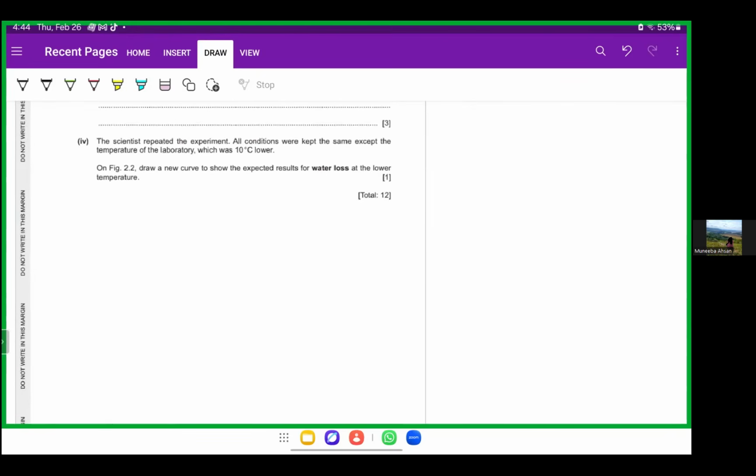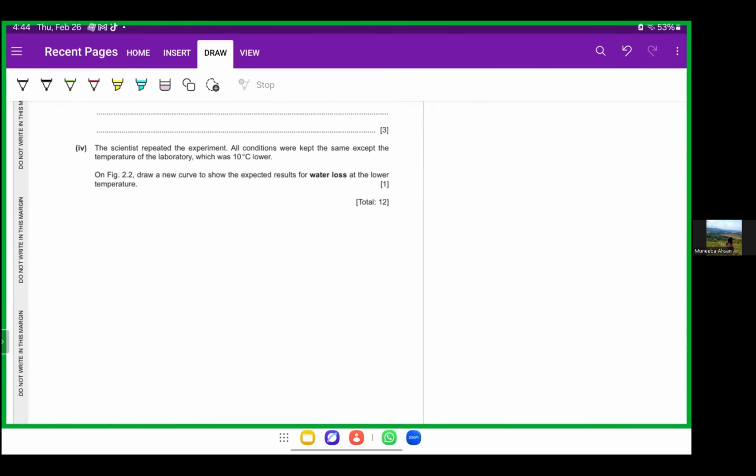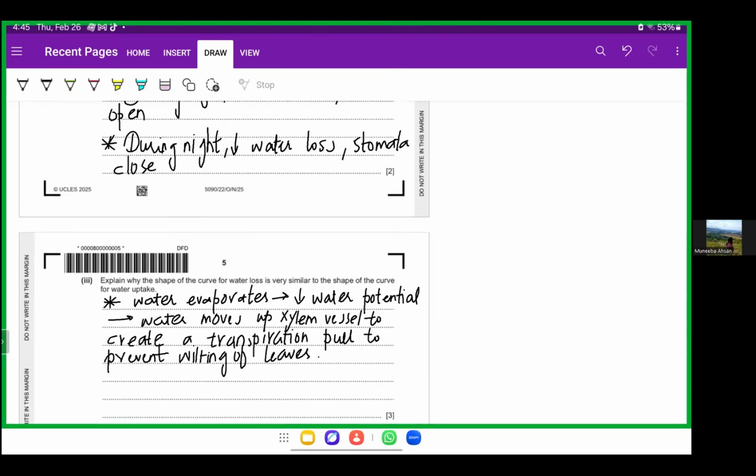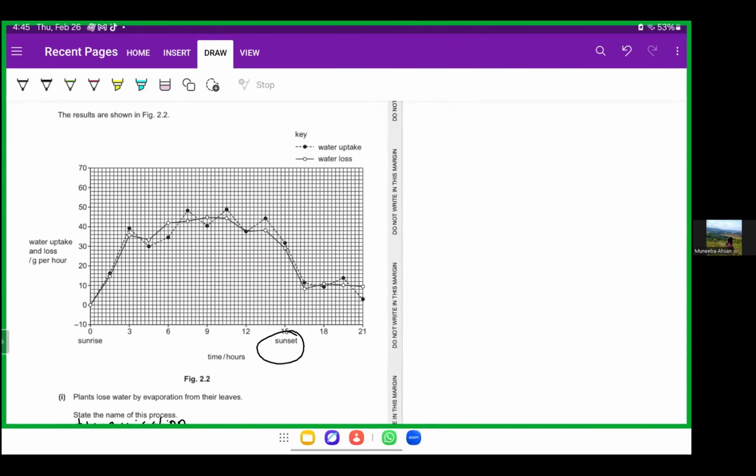Okay, now let's move on to the next part. The scientists repeated the experiment. All conditions were kept the same except the temperature of the lab, which was 10 degrees Celsius lower. On figure 2.2, draw a new curve to show the expected results for the water loss at the lower temperature. So you know the concept that when the temperature is low, the rate of transpiration is also low, right? So the graph will be similar because all of the other conditions have been kept the same.